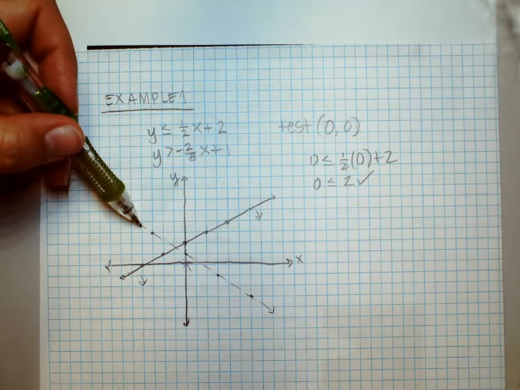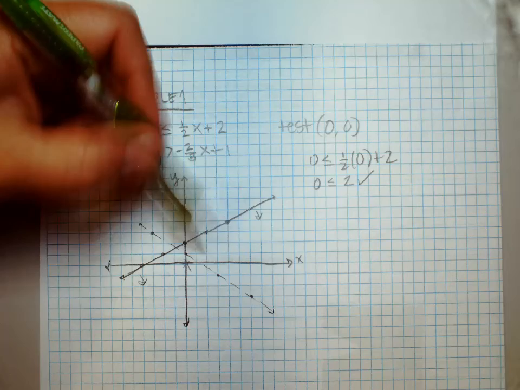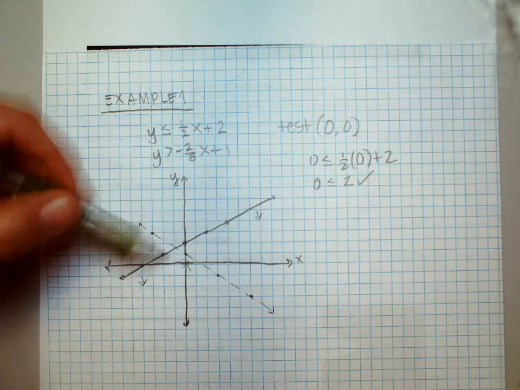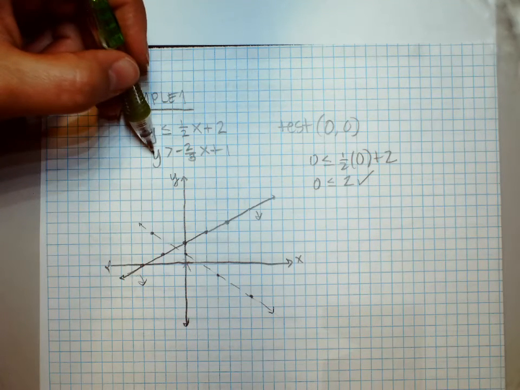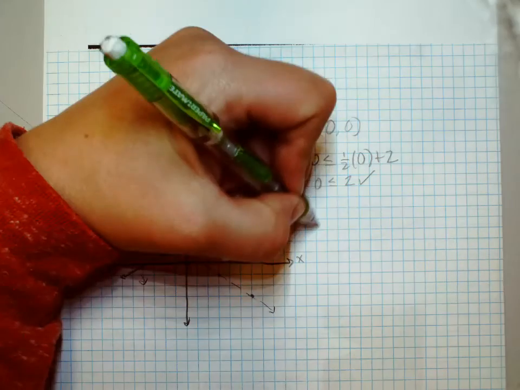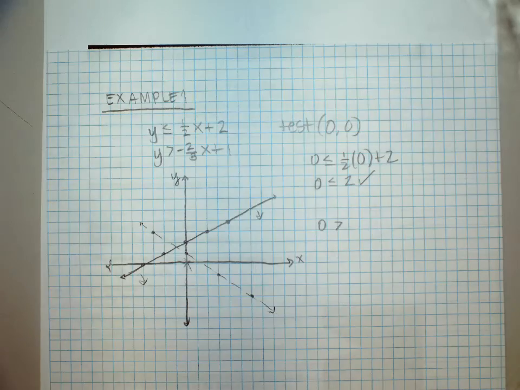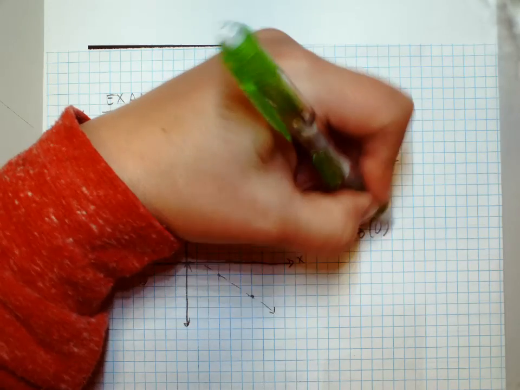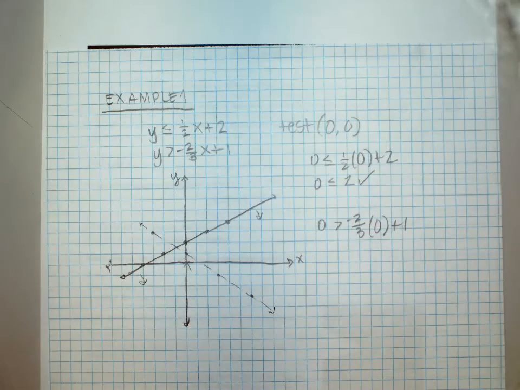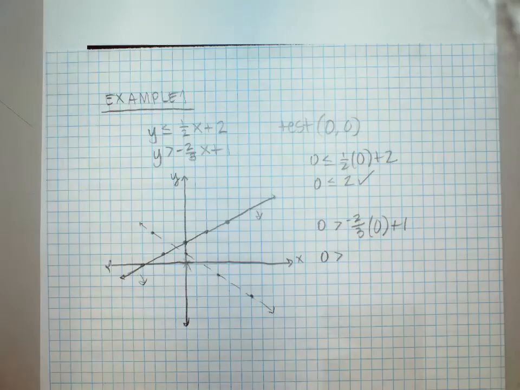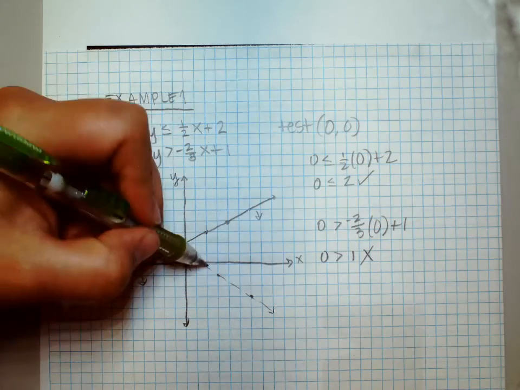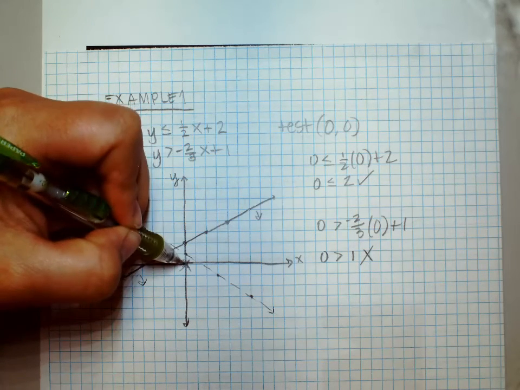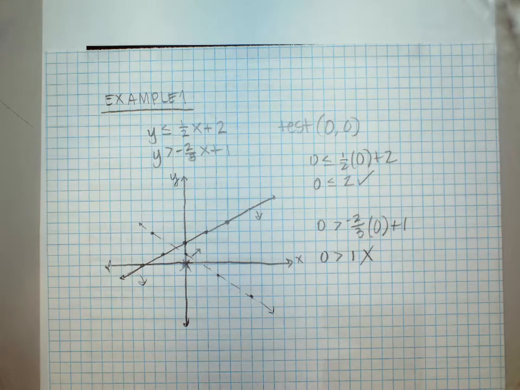Now we need to determine if we are shading above the dotted line, so above in this region, or below the dotted line in this region down here. We do that by testing 0, 0 in this inequality also. So you plug in: 0 is greater than negative 2/3 times 0 plus 1. Negative 2/3 times 0 is just 0, so we have 0 is greater than positive 1. Is that true? No. So it's not true. That would mean that we shade on the opposite side of where we tested. We tested below, so it means we shade above.